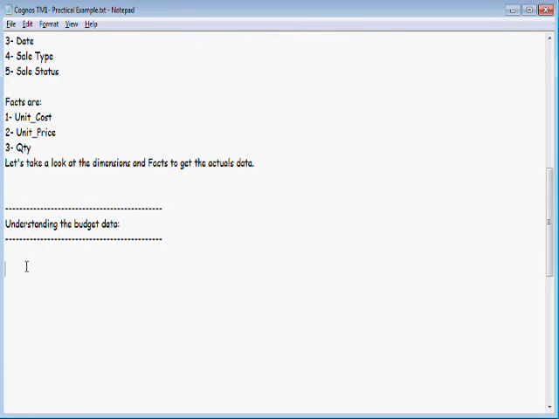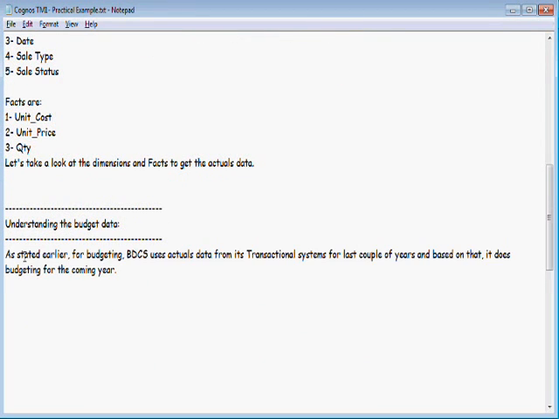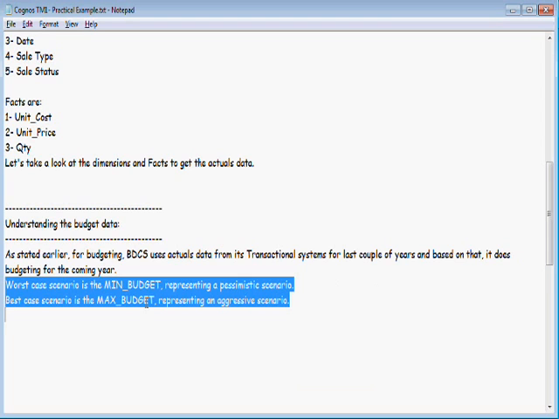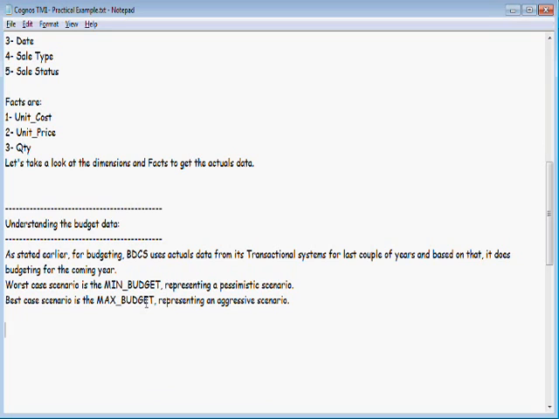Now let's understand the budget data. As we discussed, BDCS uses the actuals data from the transactional systems for the last couple of years, and it's the basis for its budgeting. So the budget is done at two versions: the minimum budget and the maximum budget. The minimum budget is the worst case scenario, and the maximum budget is the most aggressive, the best case, the optimistic version of the budget.